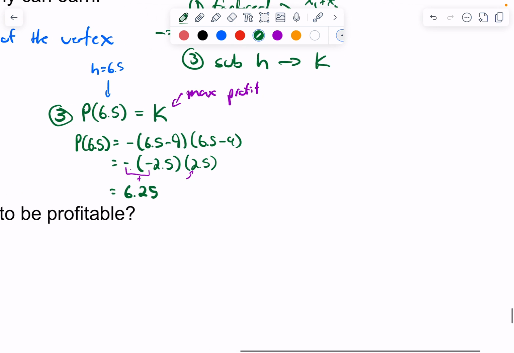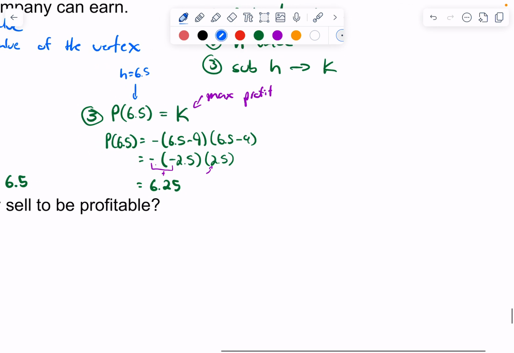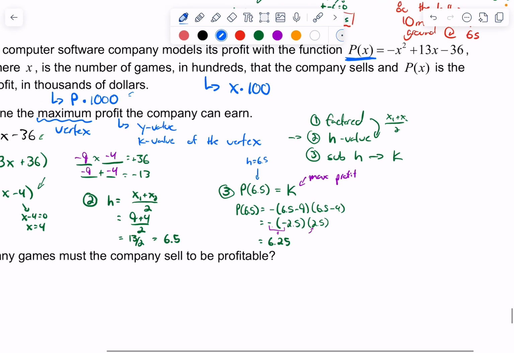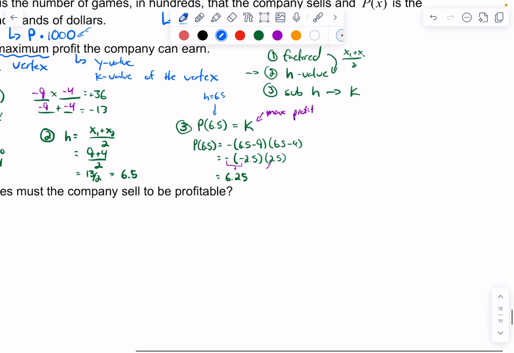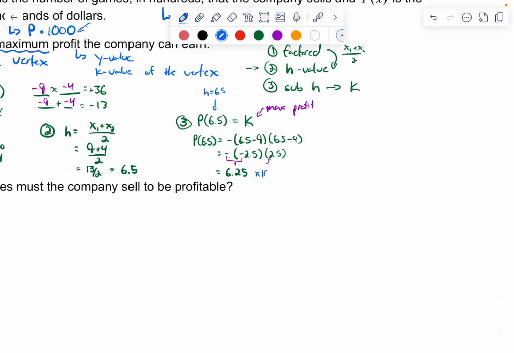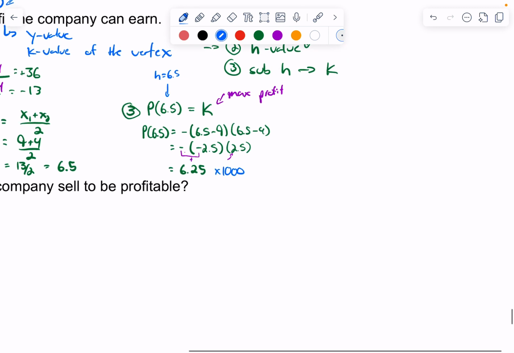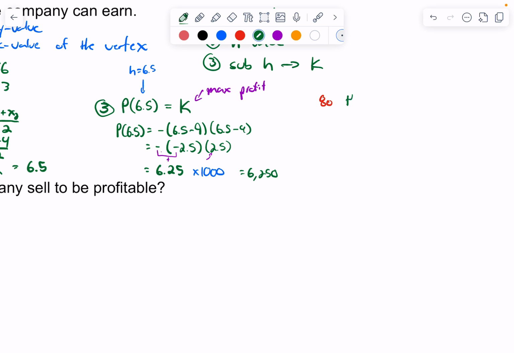So our maximum profit, and keep in mind that 6.25 is measured in thousands. So we need to multiply this by 1,000, or essentially shift the decimal place 3. So that would be 6,250. Therefore, the max profit, and this is in dollars, is 6,250.